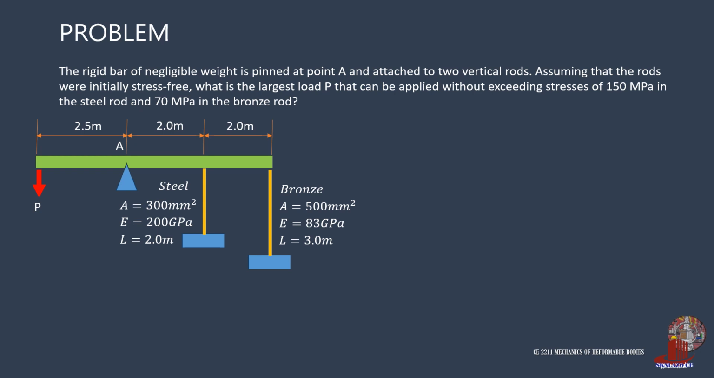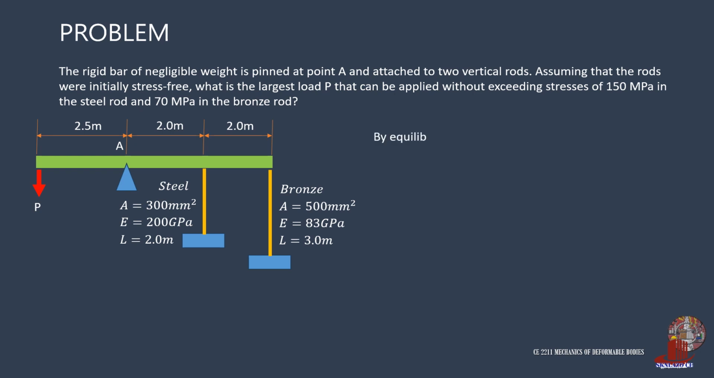The task is to identify the largest load P that can be applied at the left end if the allowable stresses of both rods are 150 megapascal for steel and 70 megapascal for bronze.